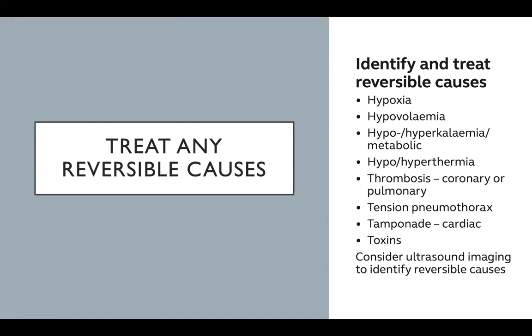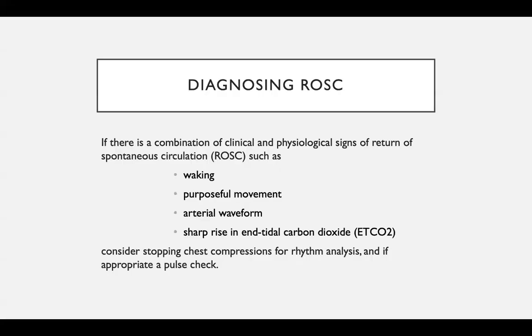Tension pneumothorax, as you know, we treat with needle decompression followed by a chest drain. Cardiac tamponade, so that can be treated by aspirating the blood from the pericardium and therefore reducing the pressure on the heart and relieving the tamponade. And then toxins, we may be able to reverse with appropriate antidotes. So for example, naloxone, if opiates are thought to be the cause. So those are the reversible causes we can treat after cardiac arrest has started.